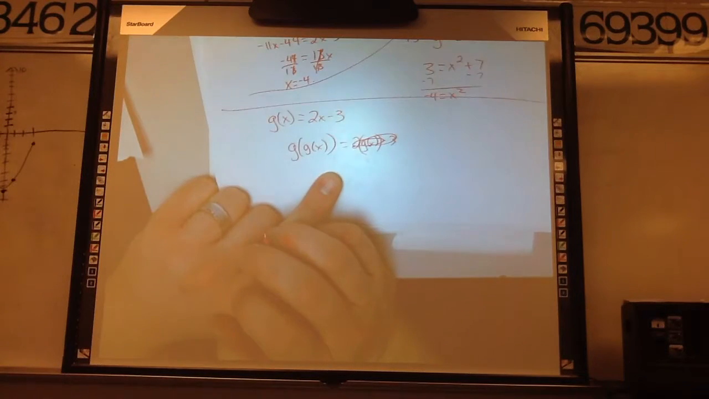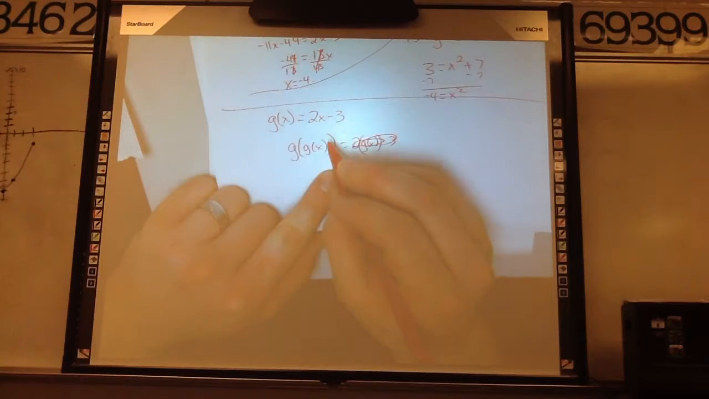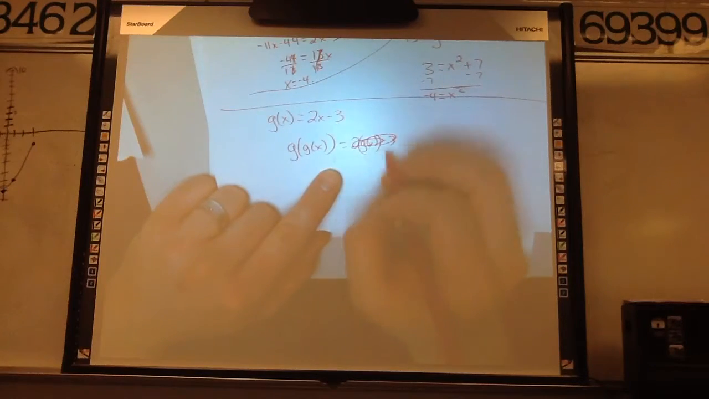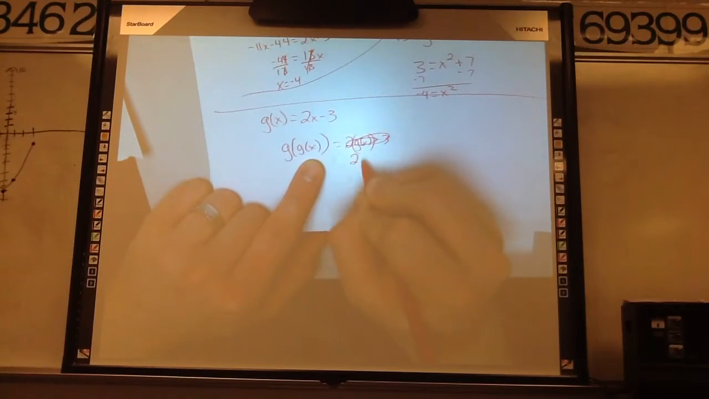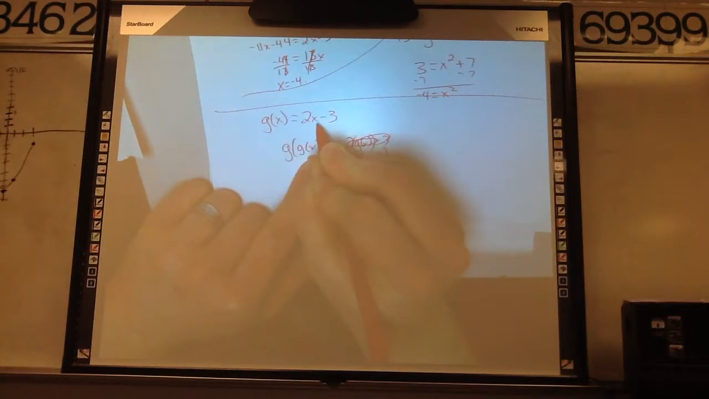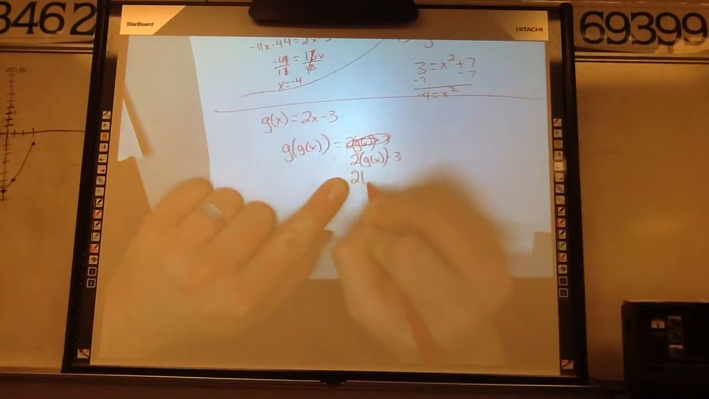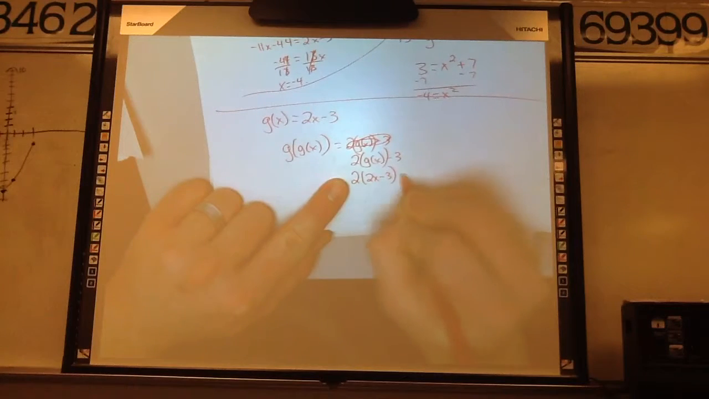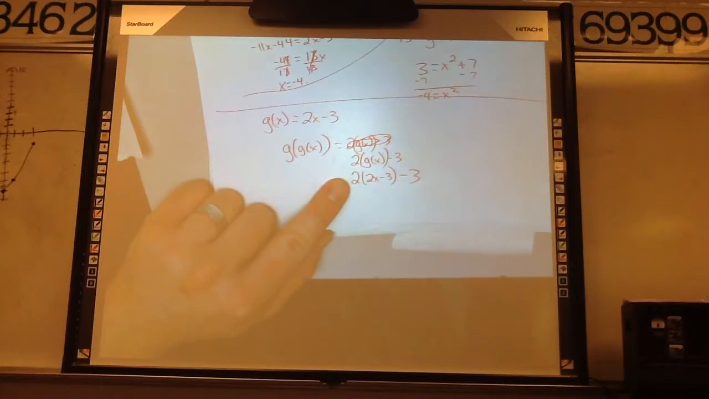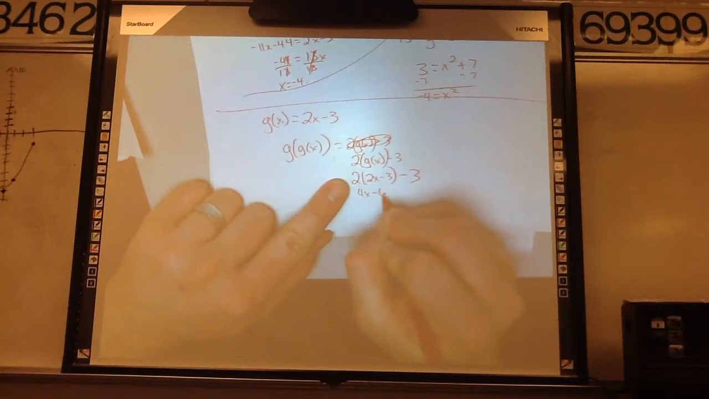You could write it as 2 times g of x minus 3, but then you better know g of x equals 2x minus 3, so really it's 2 times 2x minus 3, minus 3. That's 4x minus 6 minus 3, which would be 4x minus 9.